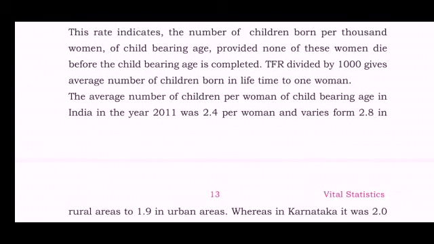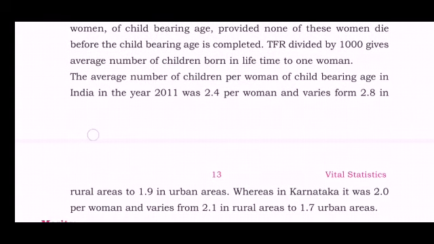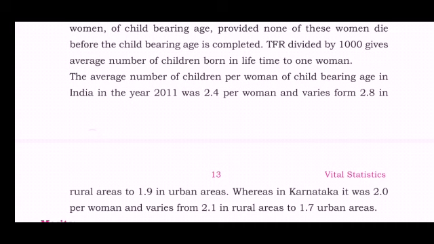Then the average number of children per woman of childbearing age in India in 2011 was 2.4 per woman. That is, in India in 2011, every single woman of childbearing age is giving birth to 2.4 children. That means every single woman will give birth to 2.4 children. And if you take 10 women, they will give birth to 24 children in simple words, and which varies from 2.8 in rural areas to 1.9 in urban areas.